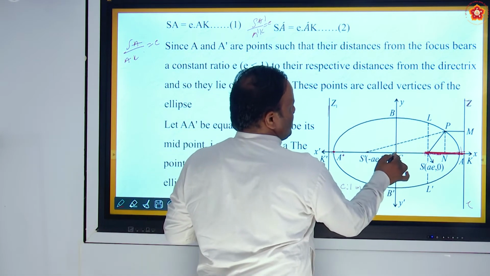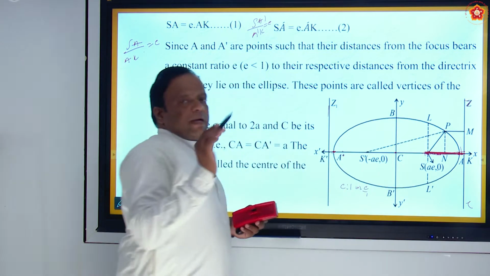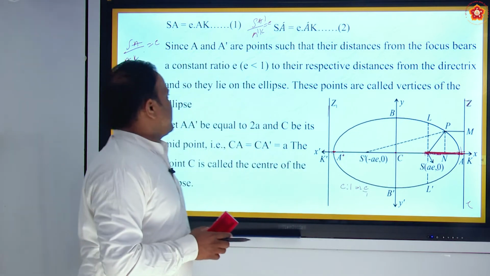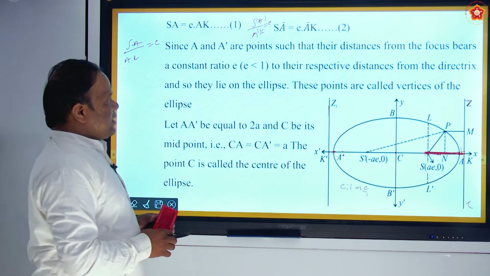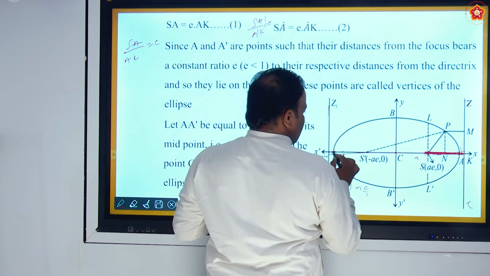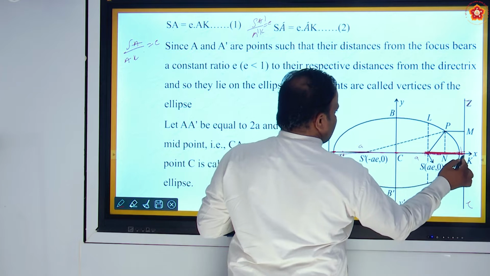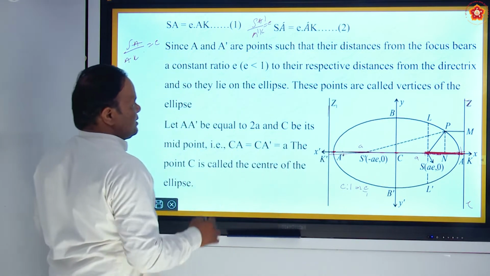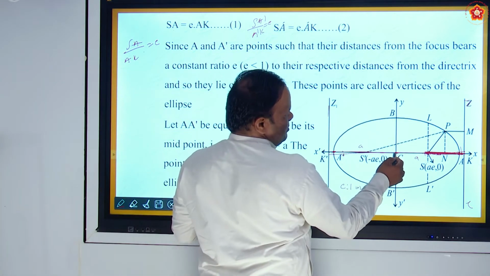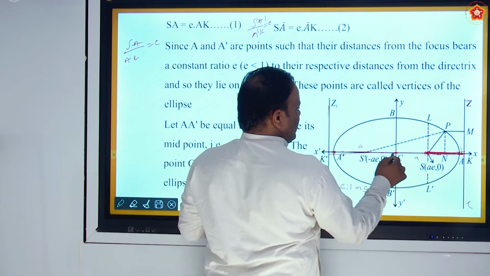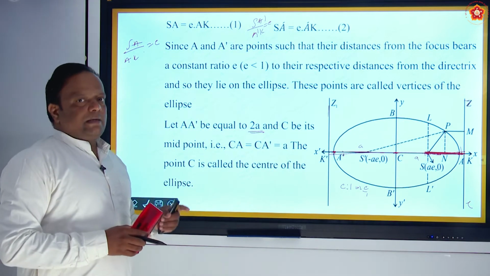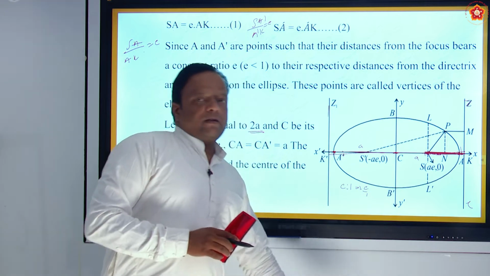C is called the center of the ellipse. Vertex is different and center is different here; in a parabola there is no center, only a vertex. Here A and A dash are the vertices of the ellipse. Let AA dash be equal to 2a. Take CA equal to a and CA dash equal to a, so a plus a is 2a, and C is its midpoint. So CA equals CA dash equals a, and the point C is called the center of the ellipse.